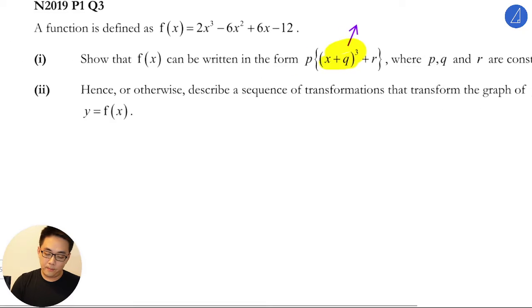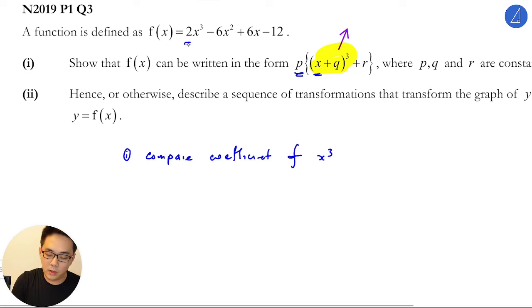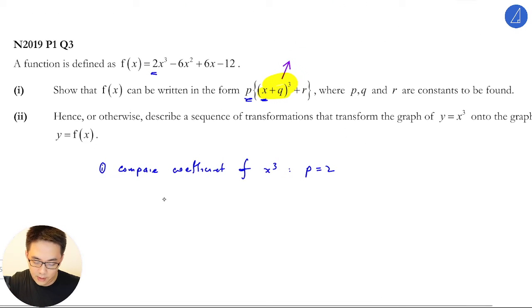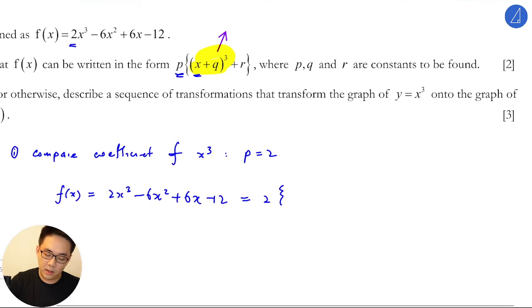You can straight up, first one, very efficiently, just compare the coefficient of x cubed. Very quick, x cubed will be 2, right? So t will just equal 2 straight away. So you know that f(x) would then be 2x cubed minus 6x squared plus 6x minus 12 is equal to 2. Remember this one, expansion.